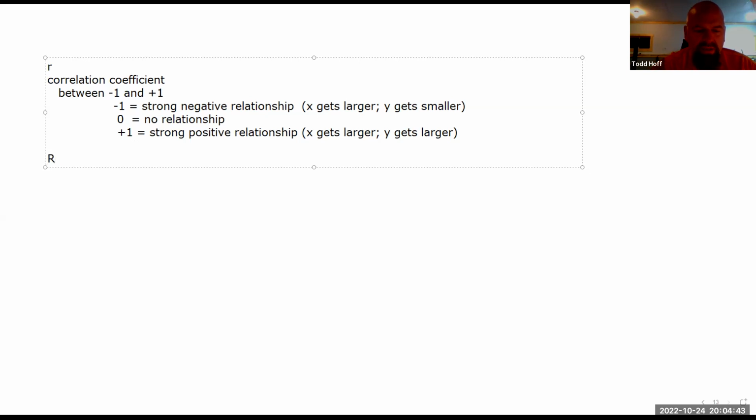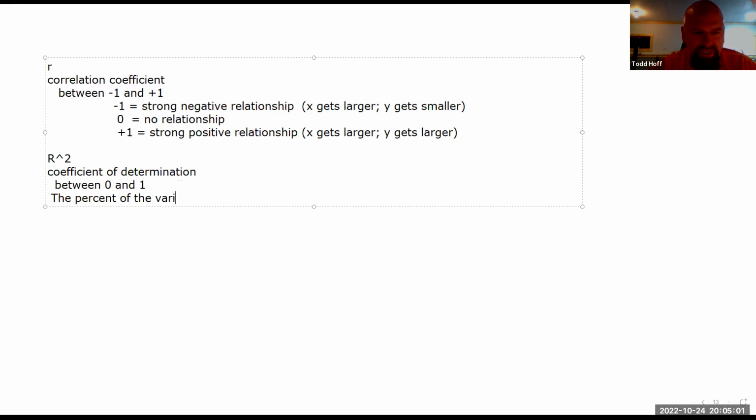R squared is the coefficient of determination, and this is always between 0 and 1. It is the percent of the variation in Y that is related to or caused by, I shouldn't say caused by, but is connected to the changes in X and the regression relationship.